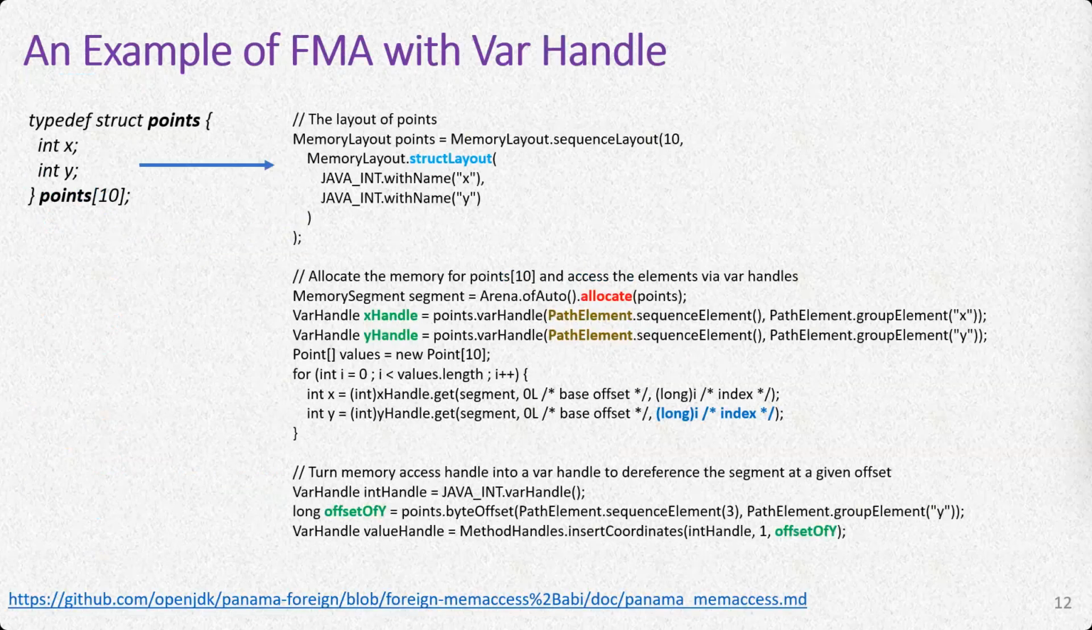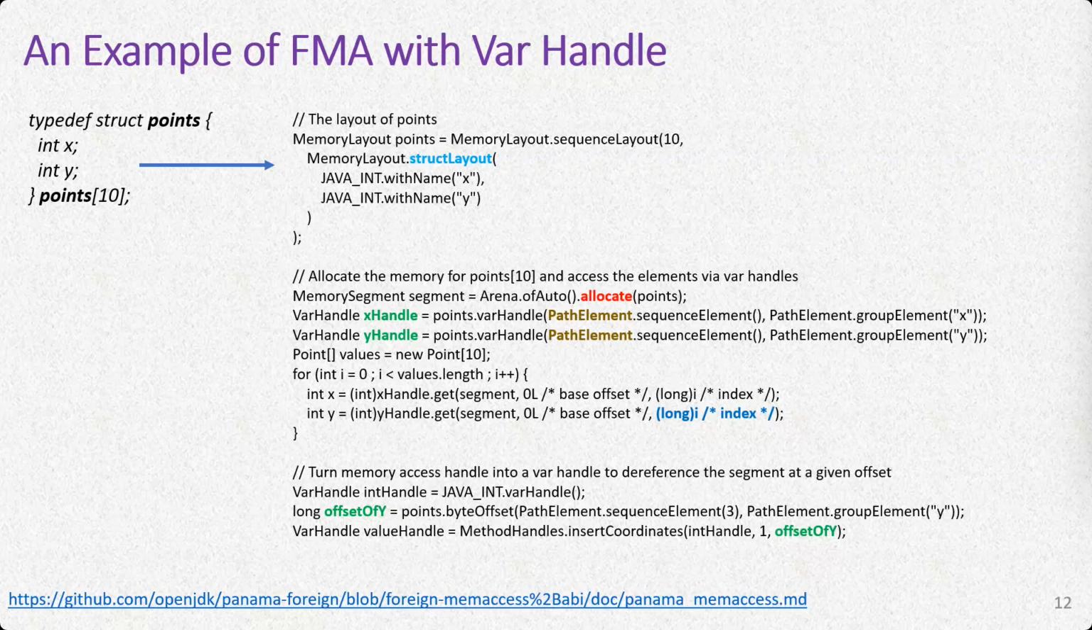The native structure on the right side is a point array with two coordinated elements. And the memory layout on the right side describes the internal structure of the array in Java. With the arena, you can simply allocate the segments for the point array based on their size, and create a handle for each coordinate by specifying the name with the path element APIs.